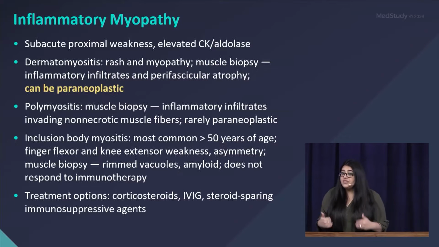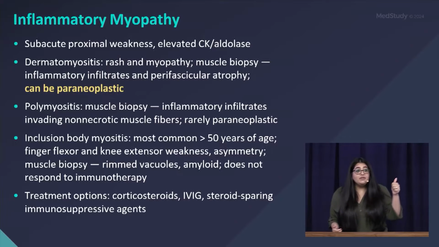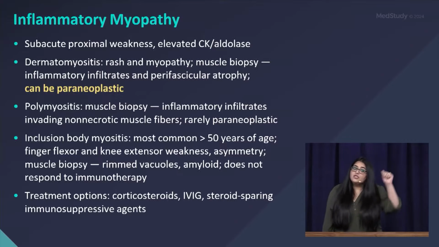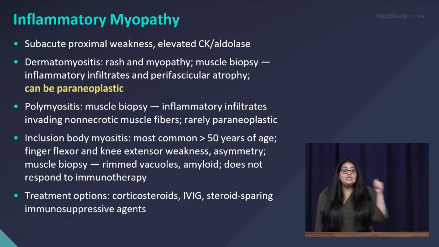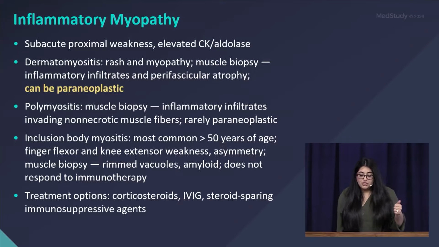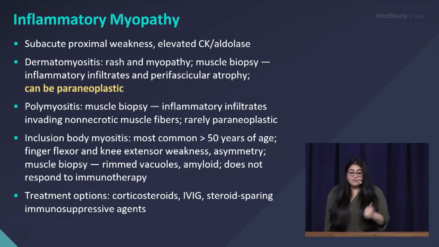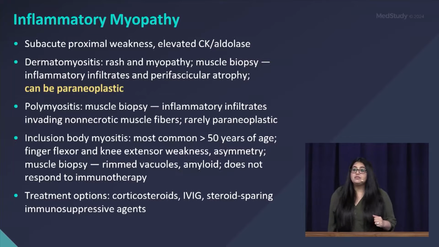Remember that both of these inflammatory myopathies, remember two things about them. One, you need to do a malignancy screen. These may be paraneoplastic. Dermatomyositis is more paraneoplastic than polymyositis, but you need to do a malignancy screen on these patients. And they are responsive to immunotherapy, like corticosteroids, IVIG, and steroid-sparing immunosuppressants.